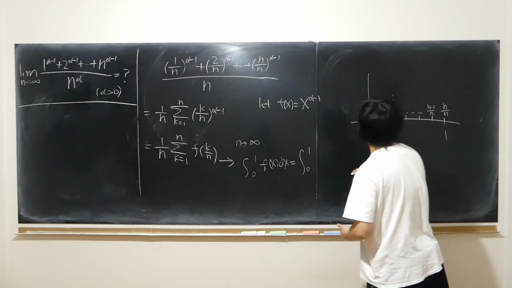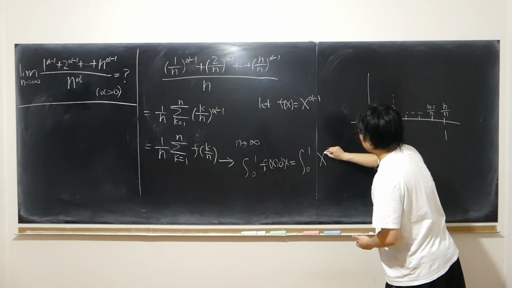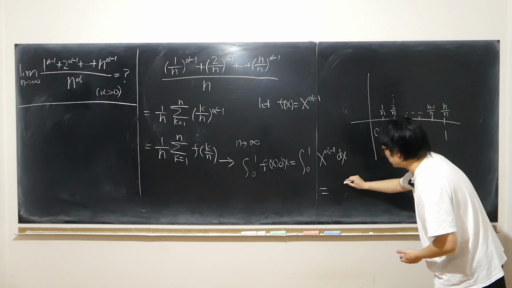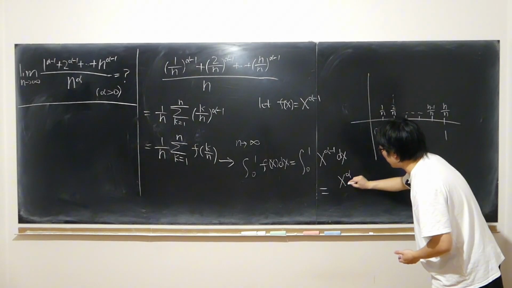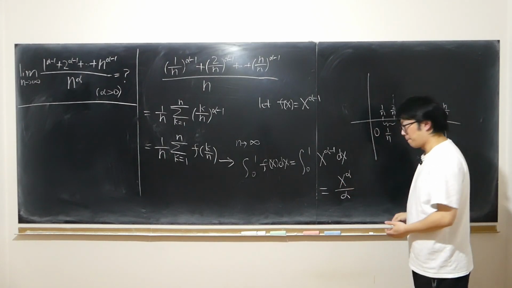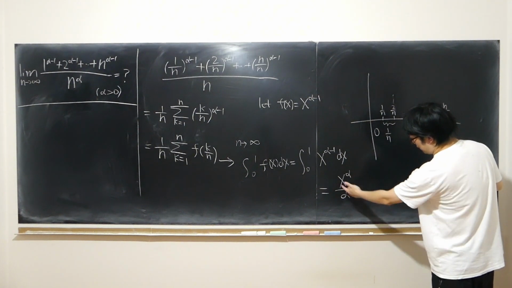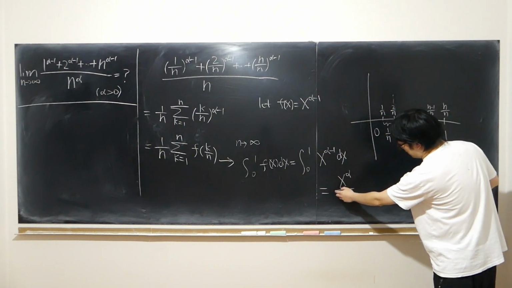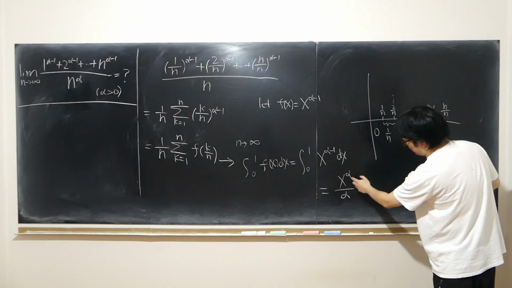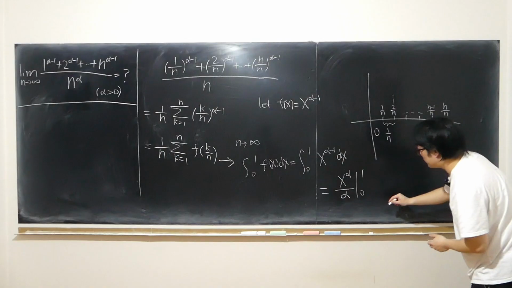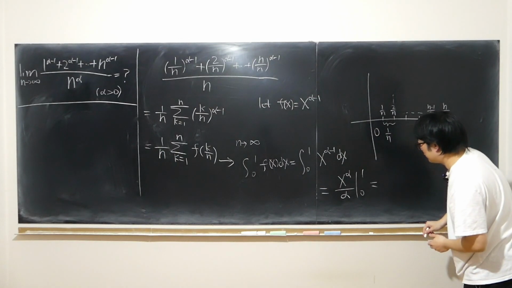The integral from 0 to 1 of x to the power of alpha minus 1 dx. The antiderivative is just x to the power of alpha over alpha, because when you differentiate this, you get alpha times 1 over alpha, and the power alpha becomes alpha minus 1. Taking the values at 0 and 1, you get 1 over alpha.